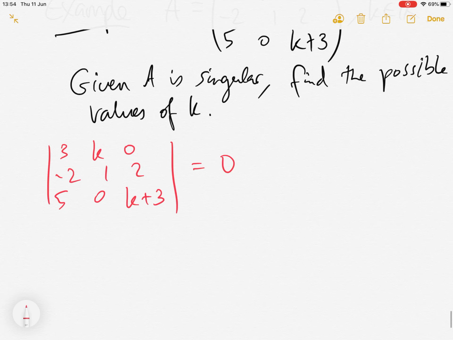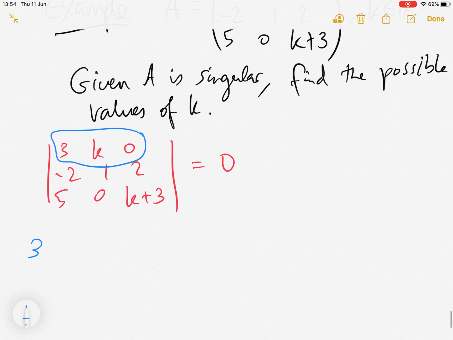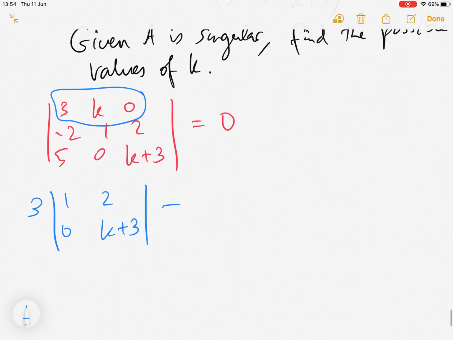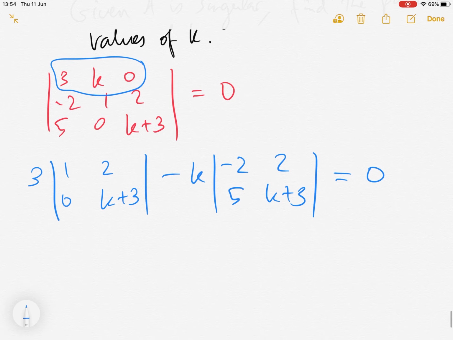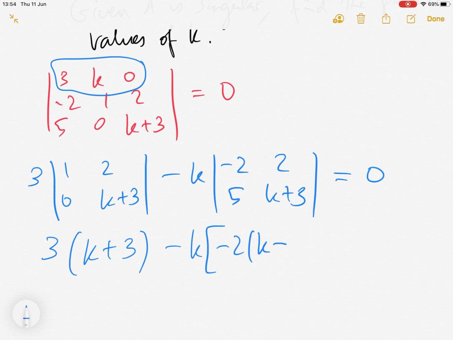So now we just need to find the determinant in terms of k. So let's choose the top row because that involves a 0. So we'll get 3 times the determinant of 1, 2, 0, k plus 3, minus, because the next entry in the plus minus plus thing is a minus, k times the determinant of minus 2, 2, 5, k plus 3, and then we've got 0, so we can ignore that. And then we've got 3 times k plus 3, minus k times minus 2 lots of k plus 3, minus 10.